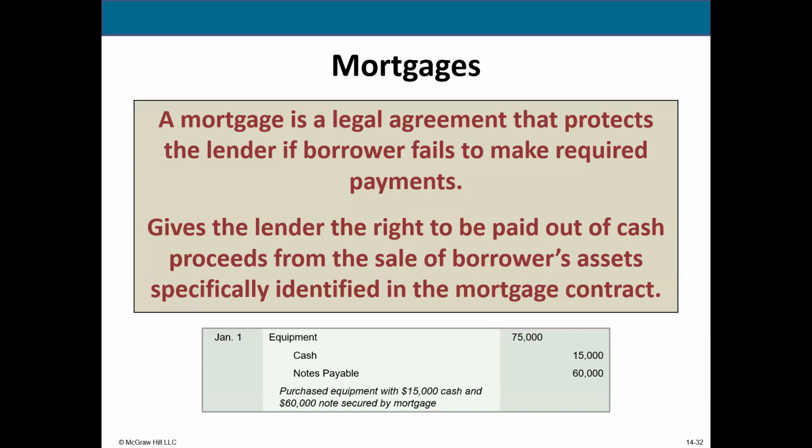So the example of this loan, 60,000, is a 3-year loan, 12% stated interest, requiring 36 monthly payments of $1,993 per month for the 36 months. So we debit the equipment 75,000, we credit the cash down payment 15,000, and we credit notes payable 60,000 to record the asset being purchased by down payment of cash and by a loan.